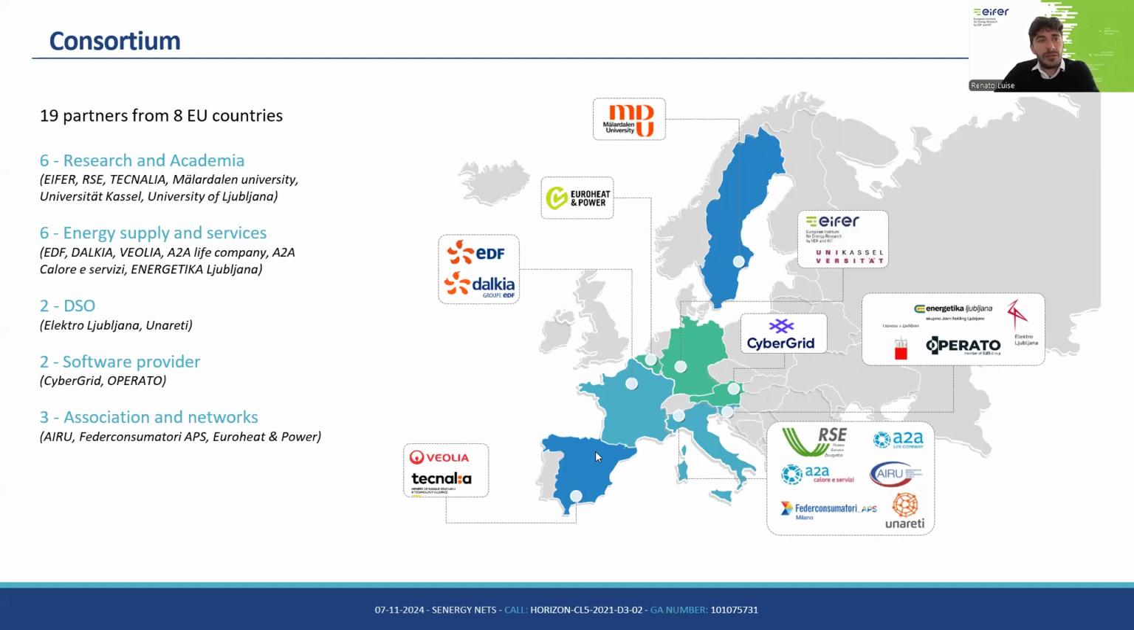I try just to give you an overview here. We have 6 research institutes and academia partners. We also have 6 energy supply and services, 2 distribution system operators, 2 software providers, and 3 associations and networks. And on top of that, to conclude the whole supply chain, we also try to include a transmission system operator in our advisory board.